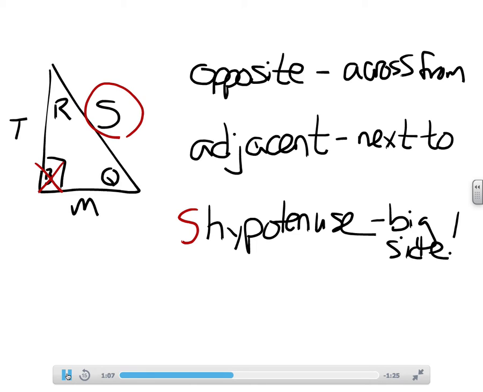So if we're talking about angle Q, compared to angle Q, what is across from it is side T. So across from Q is T. So T would be the opposite side when we are talking about angle Q. Compared to Q, M then is the adjacent side because it's right next to it. So M is adjacent or next to Q. And of course the hypotenuse is the big side, that's S. That's the biggest side, so that one isn't too hard.